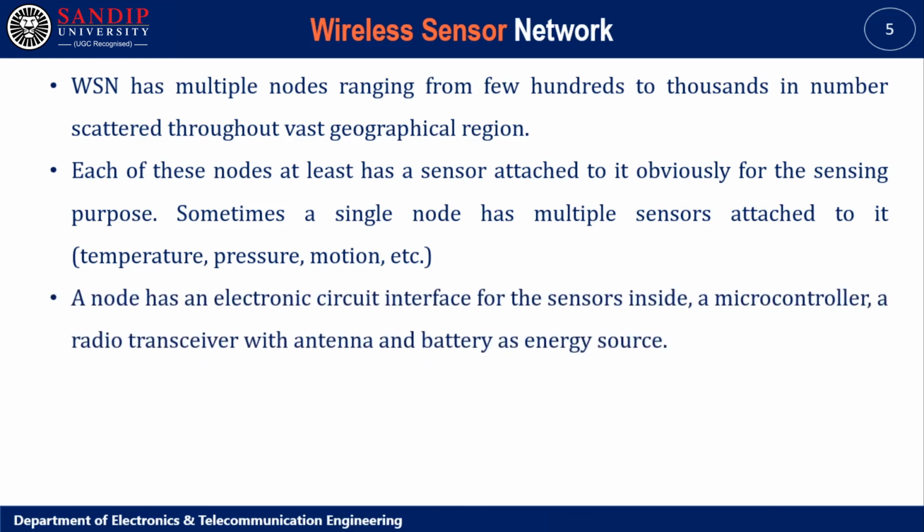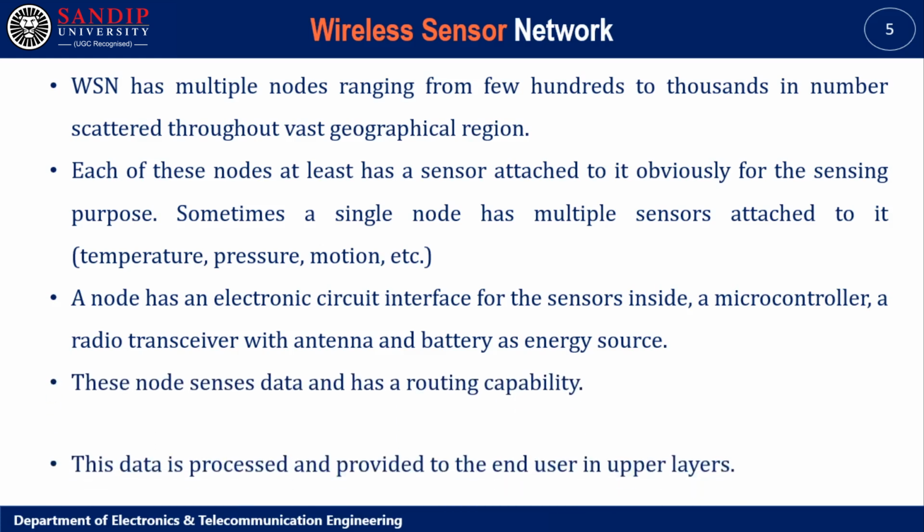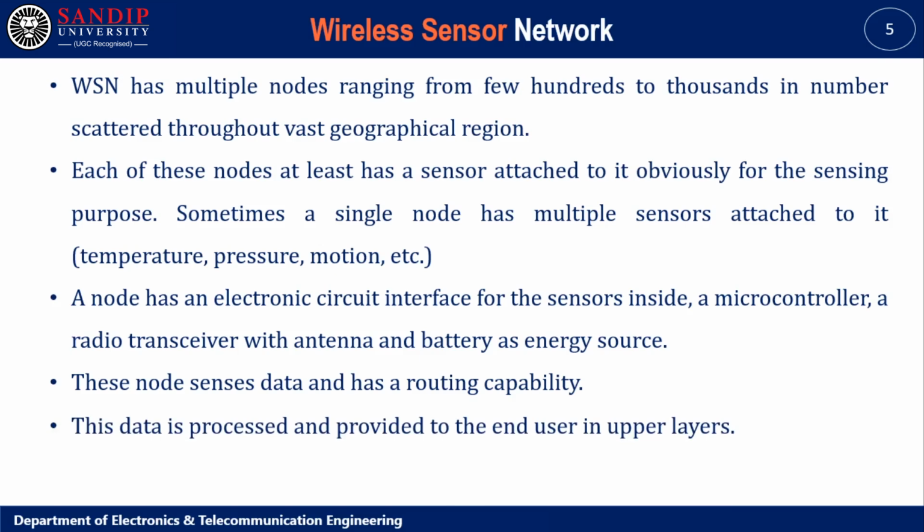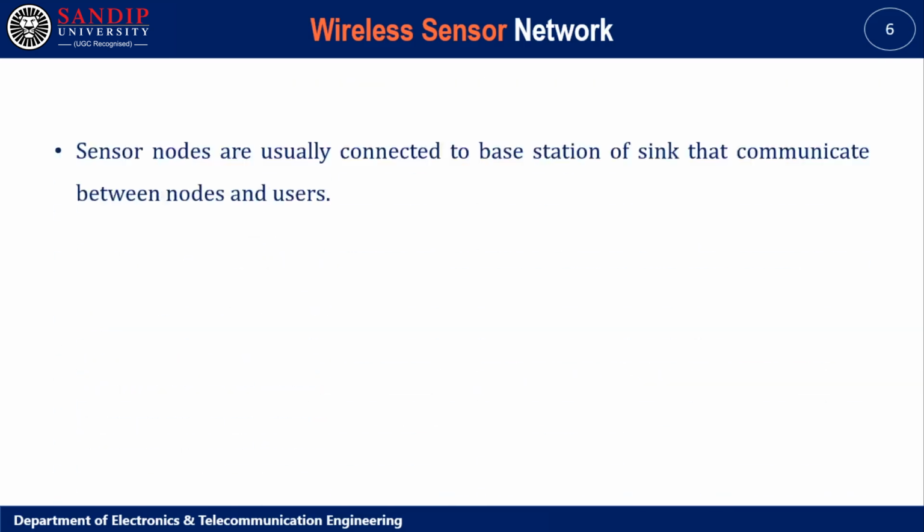A node has an electronic circuit interface for the sensor inside, a microcontroller, a radio transceiver with antenna and a battery as an energy source. This node senses the data and has a routing capability. This data is processed and provided to the end user in upper layers.